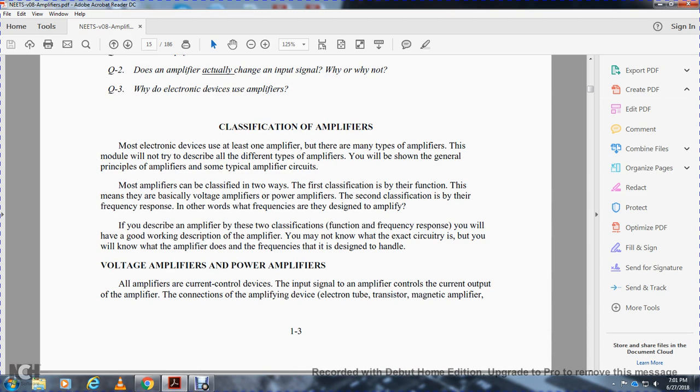Classification of amplifiers. Most electronic devices use at least one amplifier, but there are many types of amplifiers. This module will not try to describe all the different types of amplifiers. It will show general principles of amplifiers and some typical amplifier circuits.